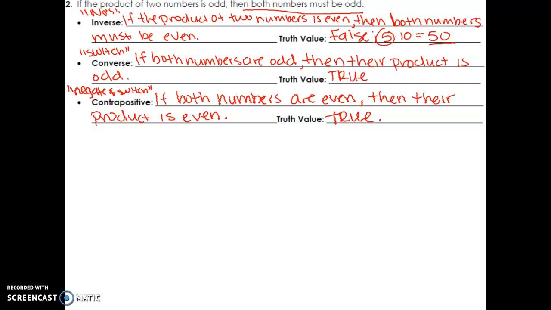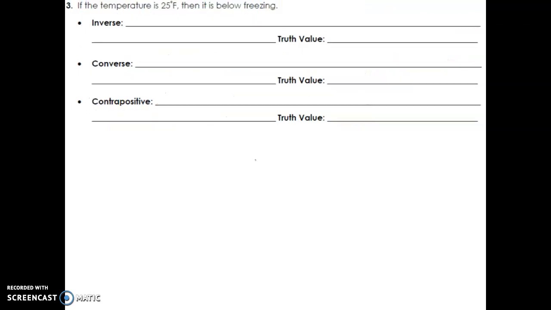Second, number 3. Number 3, I do want you to do on your own. So remember, you negate here. You switch here. And you do both here. You negate and you switch. So pause this video, do it on your own, and go get your name tallied off. I'll see you in the next video.